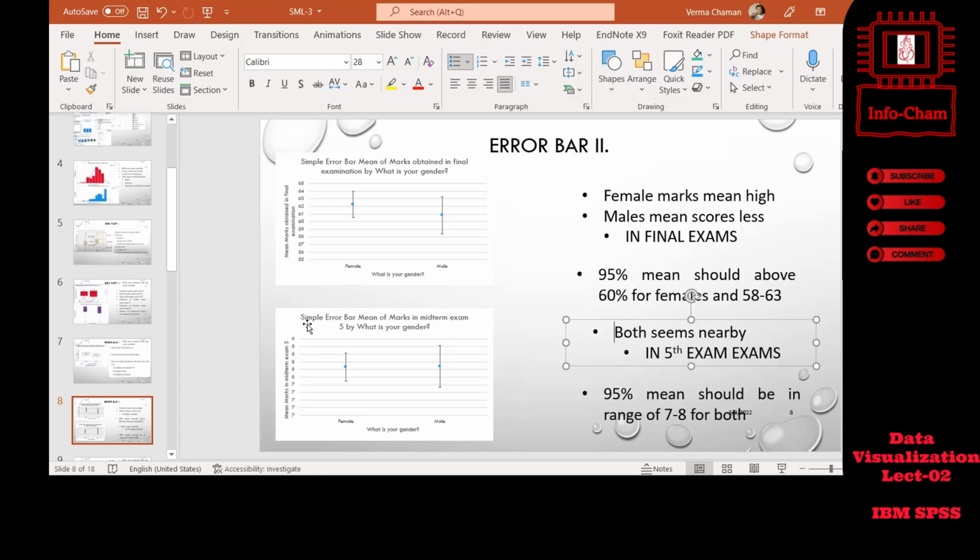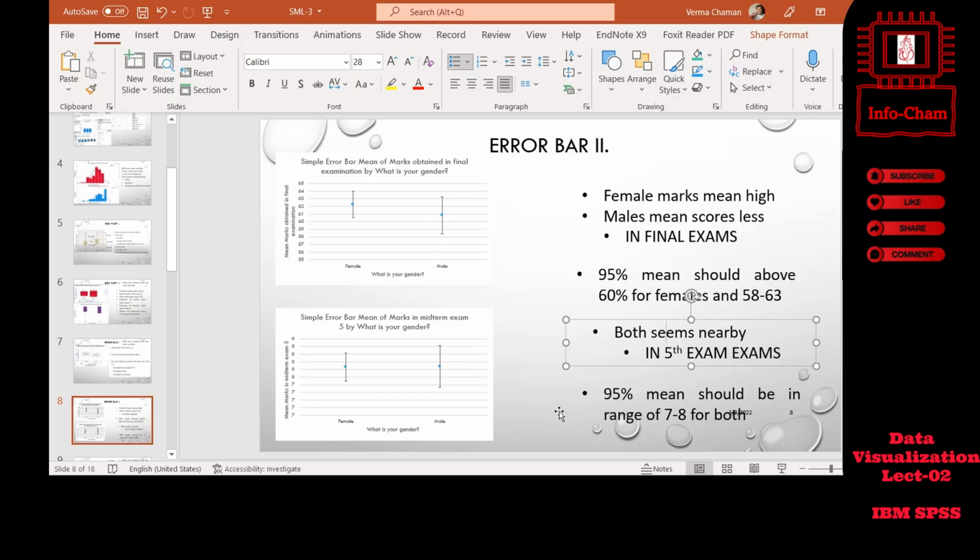Okay, so next, I think this graph is again for the final marks. So what about the final marks? In final marks, the 95% mean range should be around 7 to 8 for both male and female. So it means to say the mean should be the same. It means in the final exam, it seems boys and girls did very hard work and they look very equal. So both seem very near. Can you see the points are near here, up and down?